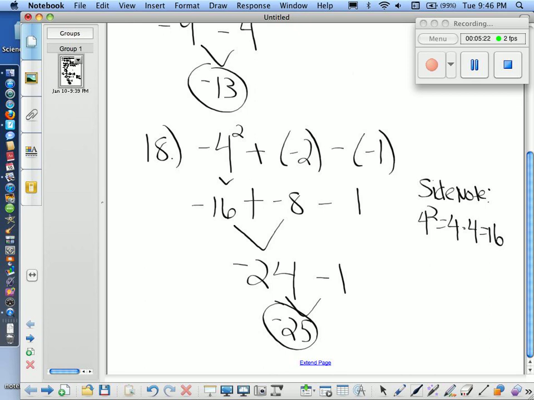If you finish and other people still aren't, there's some practice problems that the substitute or Mrs. Eder will hand out to you over absolute value to again help you study for Friday.